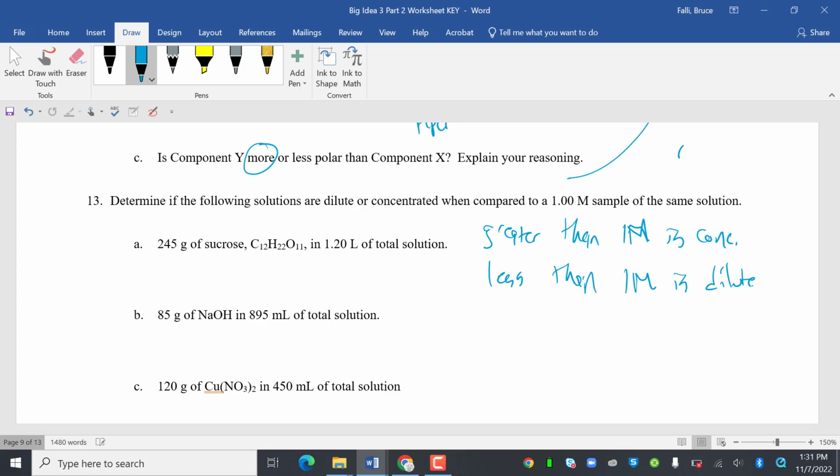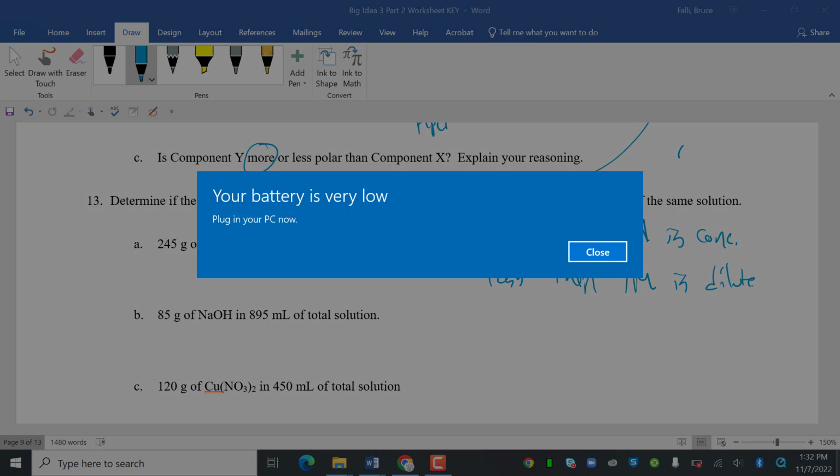All right, so I've got to figure out the molar mass of C12H22. So 12 times 12.01 equals... oh, very low.